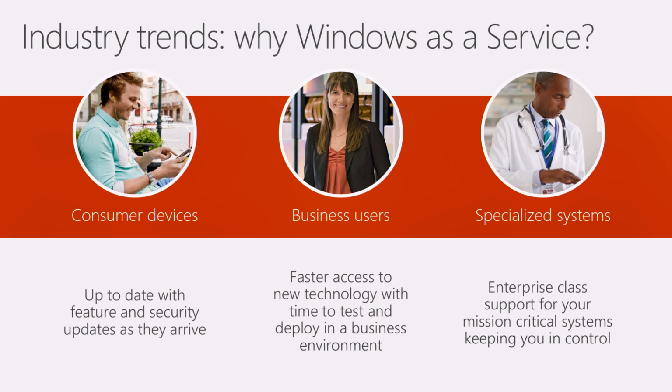So if you look at how our servicing branches are structured, they're laid directly on top of these audiences. Current branch is targeted at our consumer devices. Current branch for business is targeted at our business users. And then long-term servicing branch is targeted at our specialized systems. Okay? So that's how we came up with this whole Windows as a service model.